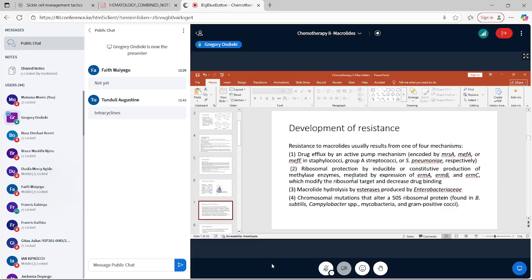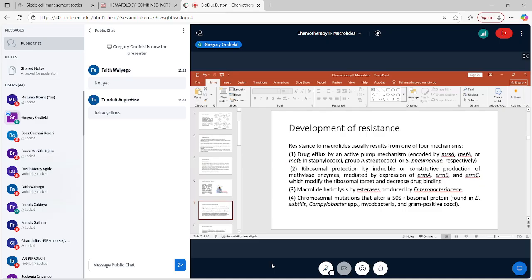Then ribosomal protection. At a certain point, there's addition of methyl or small chain groups at the point where it's supposed to attach, then it means the molecule cannot bind to that pocket because of steric hindrance. So there's this production of enzymes that produce methyl groups and methylate the active sites for these drugs. So it means the drug cannot be effective.